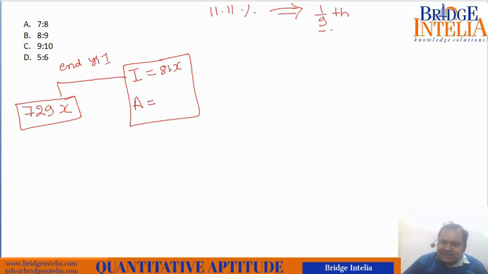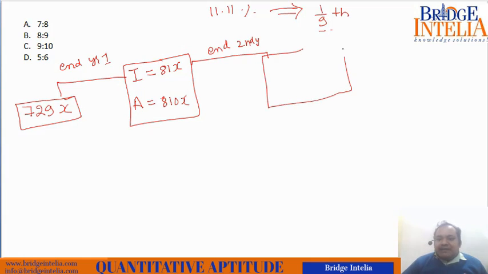Because of which the new amount in my account will become old amount plus the interest that I have just earned. So 729x plus 81x, the updated amount in my account, would be the sum of these two, that is equal to 810x. So what will happen after the end of second year? Again bank will say that this is the time to pay interest. So bank will see what is the amount in the account. Current amount is 810x. Now interest will be given on this 810x.